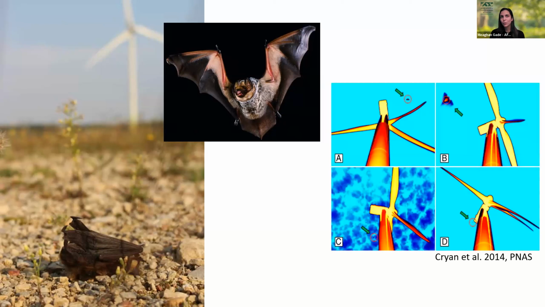But interestingly, we don't really know why the bats are going to the facility, right? So typically these facilities are in vast landscapes. What's bringing them to the wind facility, to the wind turbine itself?